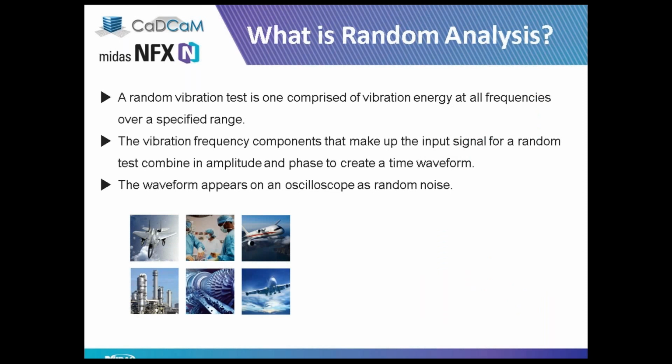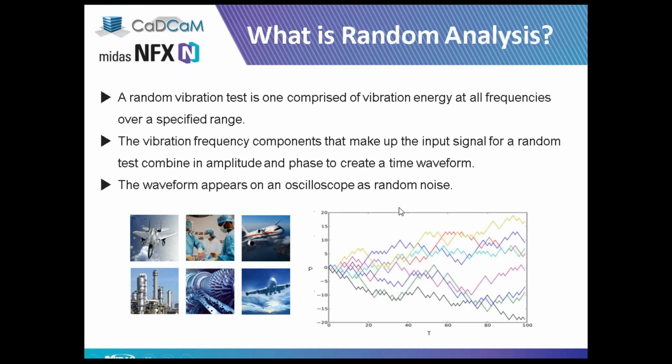So what is random analysis? A random vibration test comprises vibration energy for all the frequencies over a specified range. The random frequency components that make up the input signal for a random test combine in amplitude and phase to create a time waveform. The waveform appears on the oscilloscope as random noise while we measure it. So random is a combination and consolidation, of course, of many, and maybe infinite, sine waves.